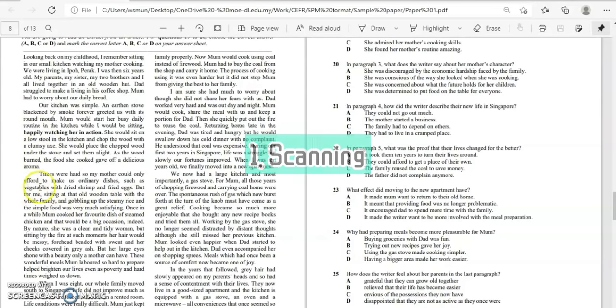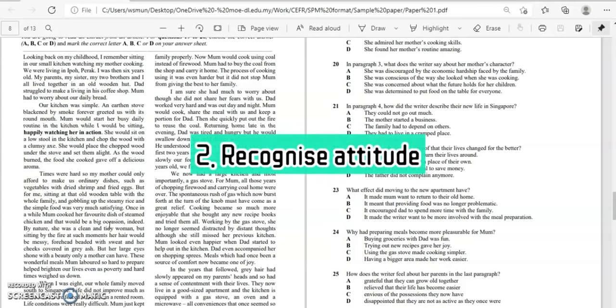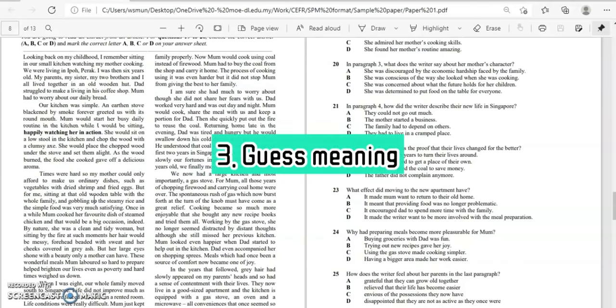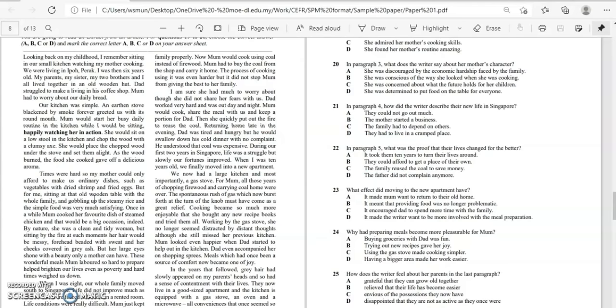You need to scan through the details of the paragraph. And you also need to understand the writer's opinion about his mother's attitude in this paragraph. You may also need to guess meaning of unfamiliar words. That's why I say, master all these 4 skills. You will be able to answer all the questions in this part.